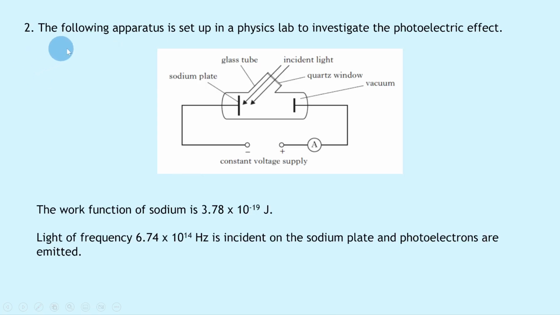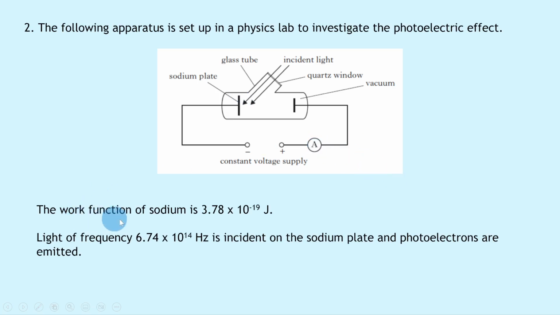Lastly, question 2 says the following apparatus is set up in a physics lab to investigate the photoelectric effect. So we have this circuit here where we've got a glass tube and a vacuum inside. We've then got a sodium plate on the left hand side, and we've got some incident light passing through this window to hit the sodium plate. We've also got an ammeter so that we could take a reading of current.